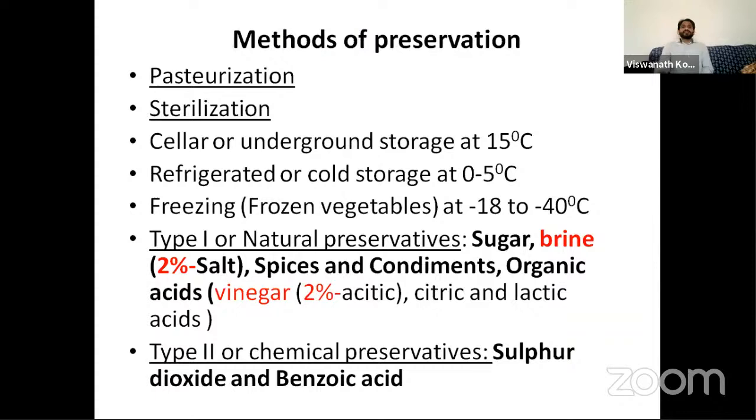So there are different methods of preservation: pasteurization and sterilization. Pasteurization means heating below 100 degrees centigrade. Pasteurization does not kill all the microorganisms. For beef, we do the pasteurization of beef. Sterilization is done at higher temperatures, above 100 degrees centigrade. It kills all microorganisms.